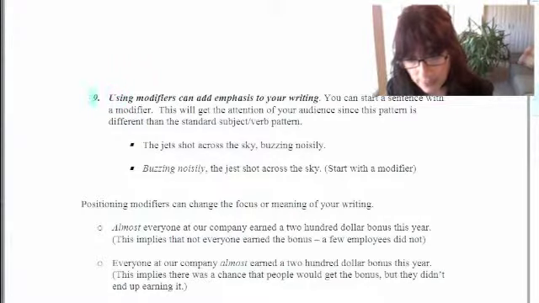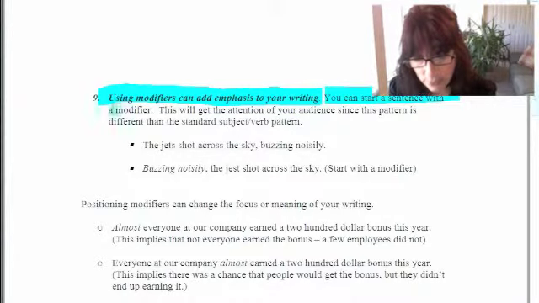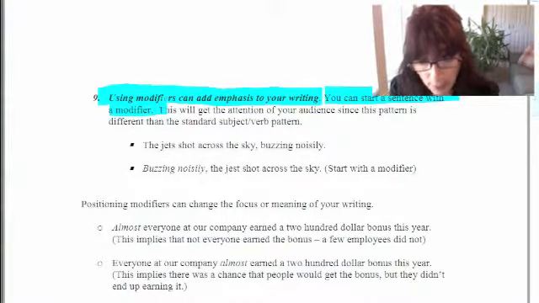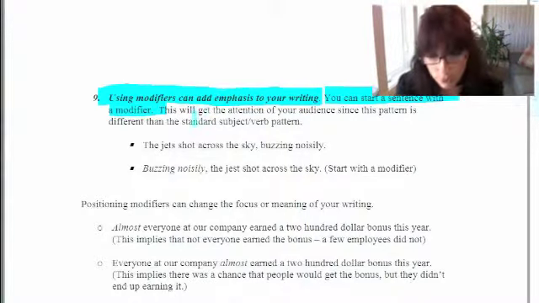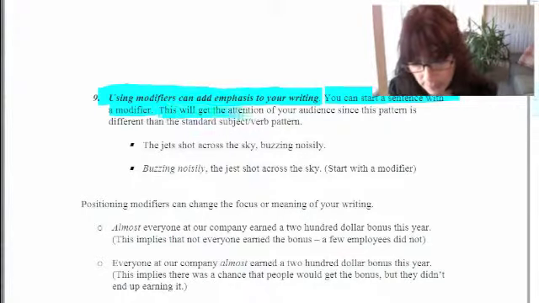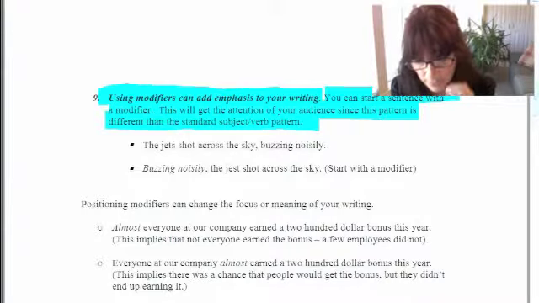Here's another point for adding emphasis. You can use modifiers to add emphasis to your writing. You can start a sentence with a modifier, or you could end a sentence with a modifier, depending on what you want to do and where you want your emphasis to be. Depending on where you put your modifier, you'll get the attention of your audience because your pattern is different, again, than the standard subject-verb pattern.